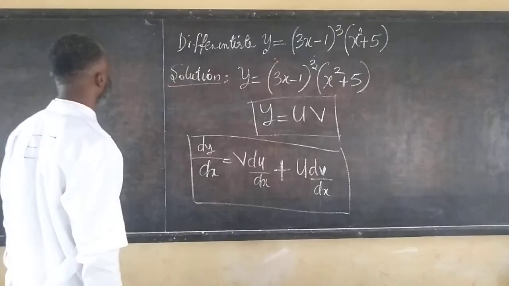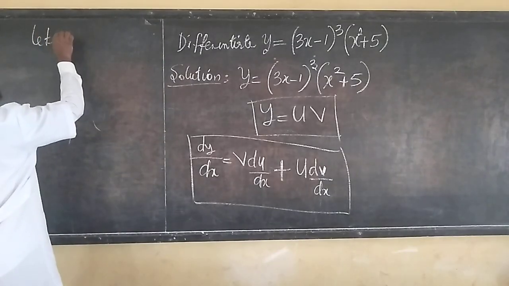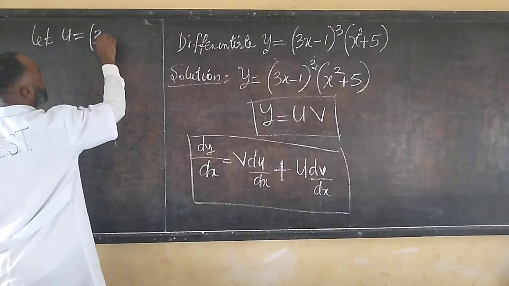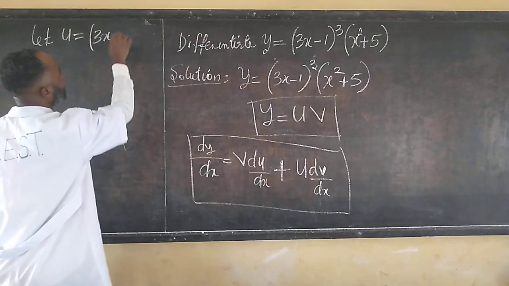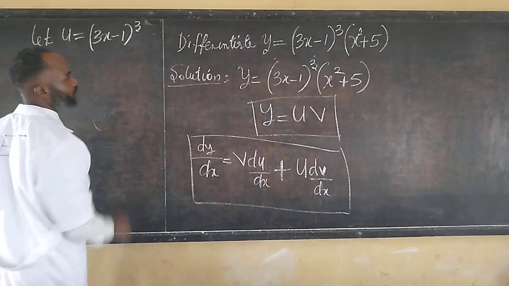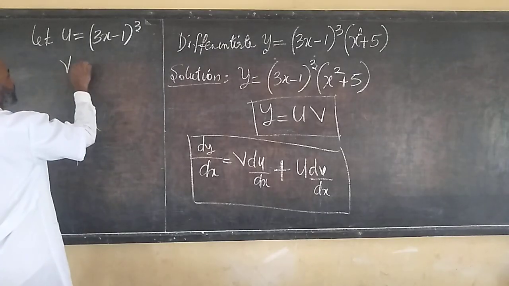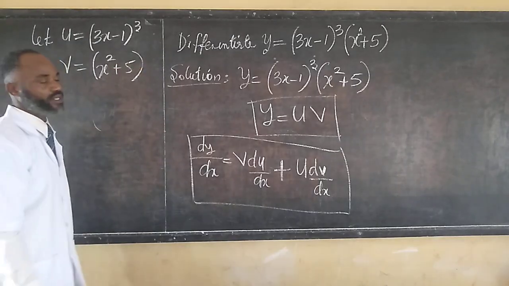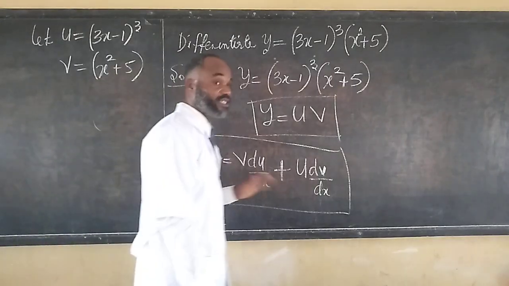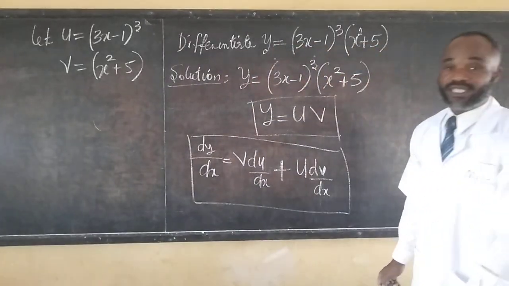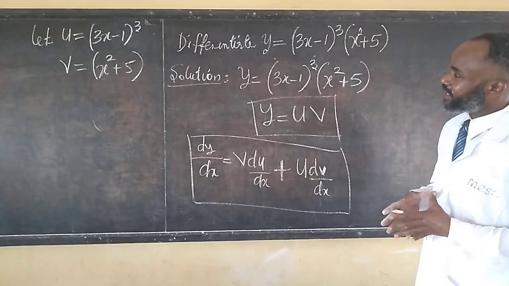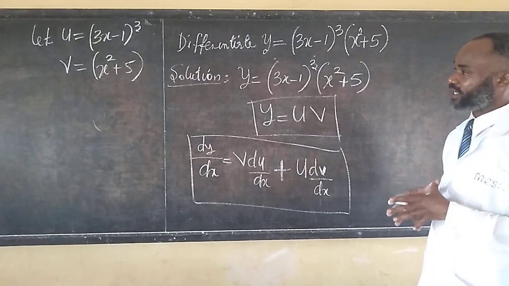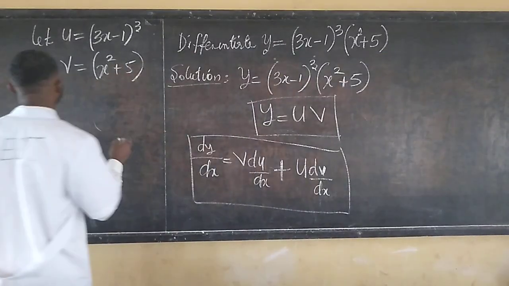So let's just go and do that. Let u be represented as (3x minus 1) raised to power 3, that's our u. And our v is given as (x squared plus 5). Now we're not done. We've just identified u and v respectively. The next thing to do is to differentiate u with respect to x and then differentiate v with respect to x respectively.